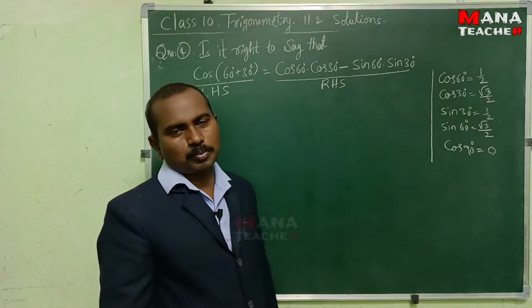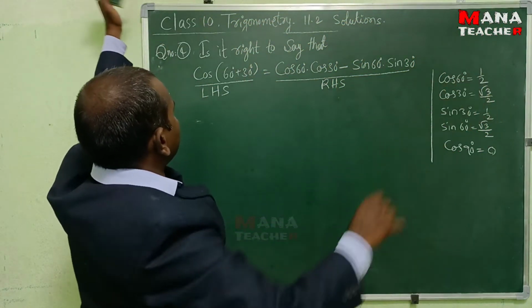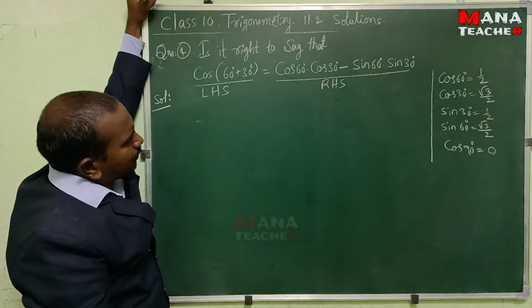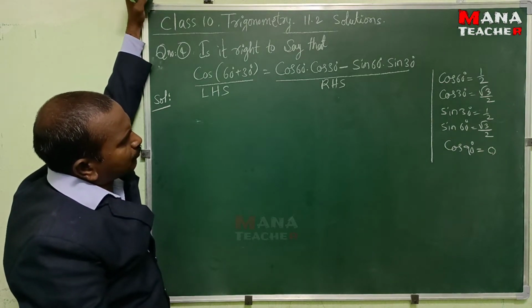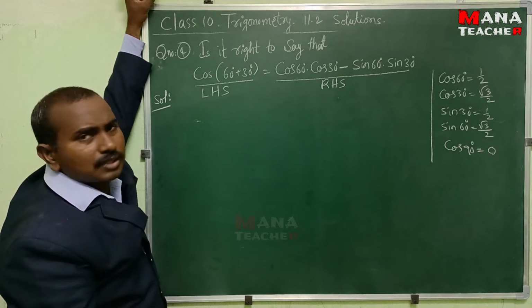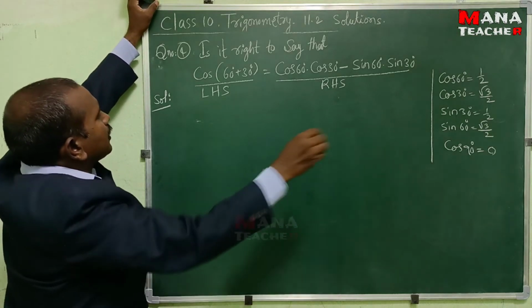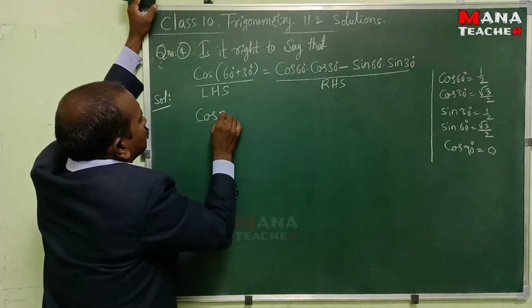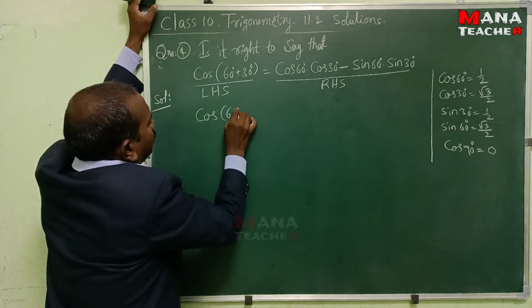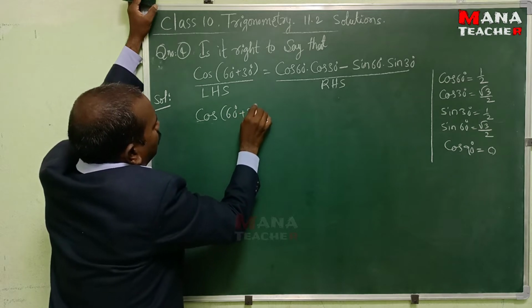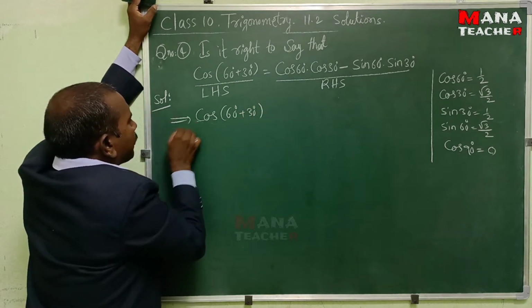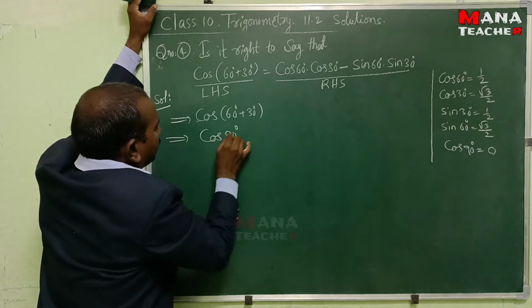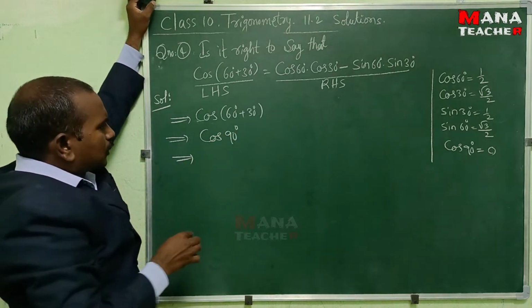Now fourth problem. Is it right to say that cos(60 plus 30) equals cos 60 cos 30 minus sin 60 sin 30? Now here LHS, cos 60 degree plus 30 degree, that equals cos 90 degree. The value of cos 90 is 0.